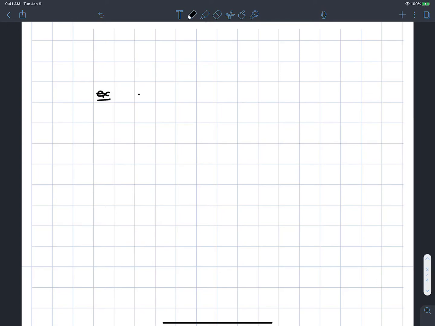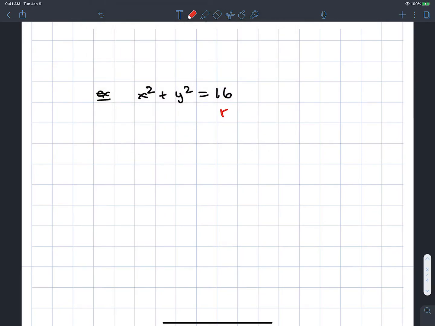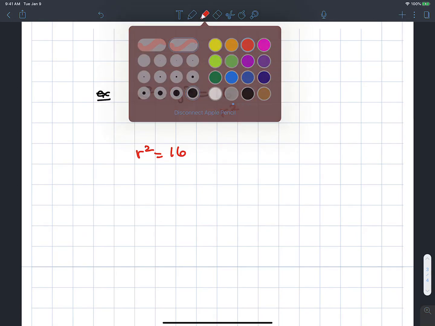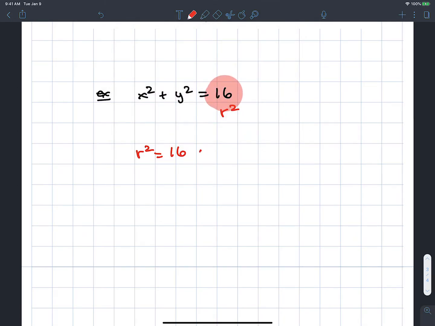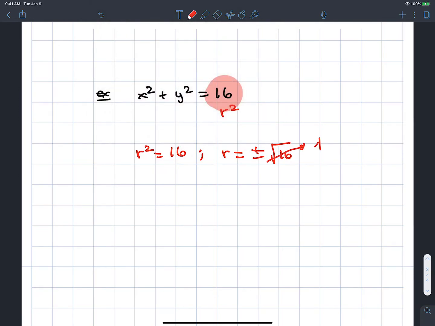They can give you x squared plus y squared maybe is 16 here, and they want you to sketch the circle. You always start by letting r squared be 16. You're going to let r squared be this number here. And you solve for r, where r will be plus or minus the square root of 16. And you guys know the square root of 16 is 4. So that means r is plus or minus 4. It really means the radius is positive 4 because it's defined that way. You don't have a negative radius.